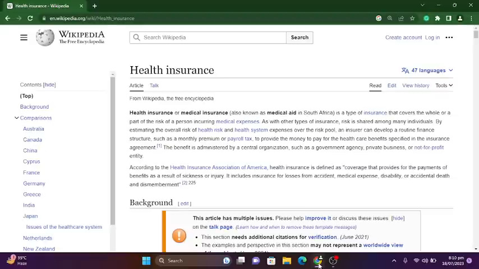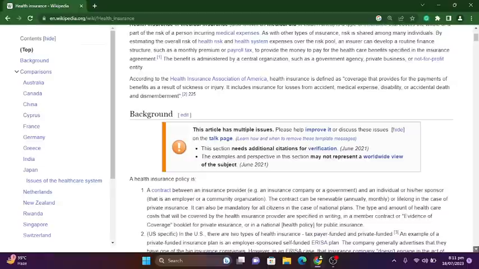The benefit is administered by a central organization such as a government agency, private business, or not-for-profit entity. According to the Health Insurance Association of America, health insurance is defined as coverage that provides for the payments of benefits as a result of sickness or injury. It includes insurance for losses from accidents, medical expense, disability, or accidental death and dismemberment. So here basically the background option is also provided. So I'm now moving further.